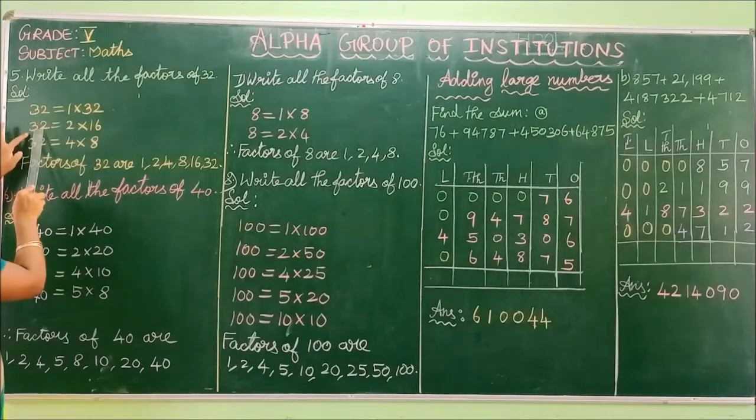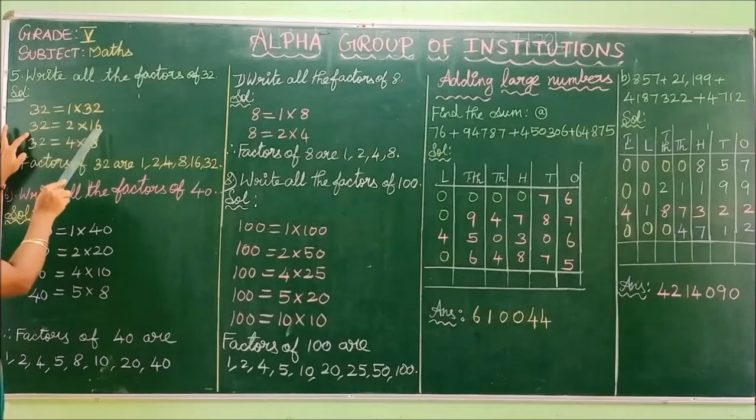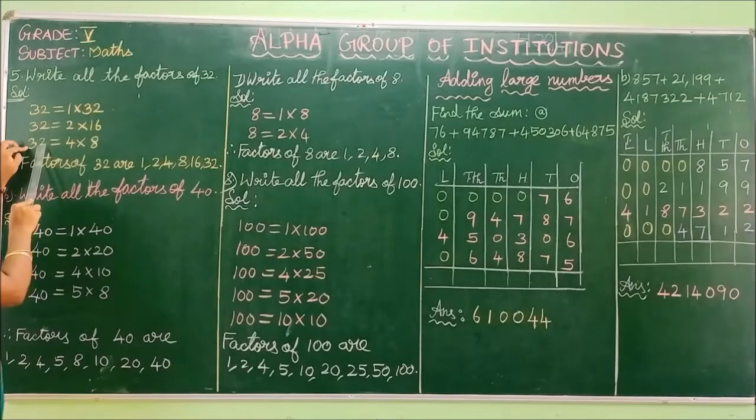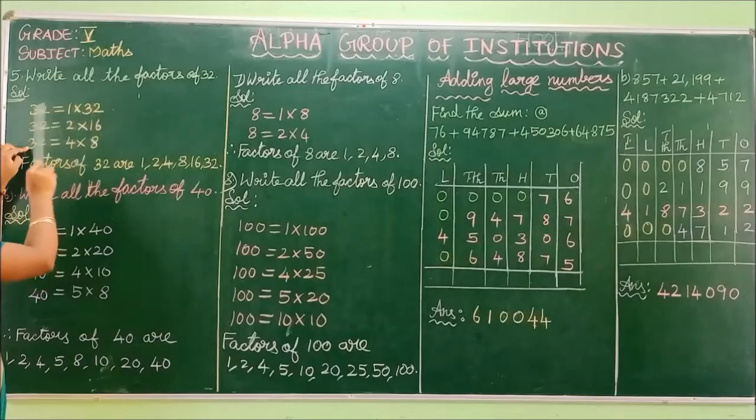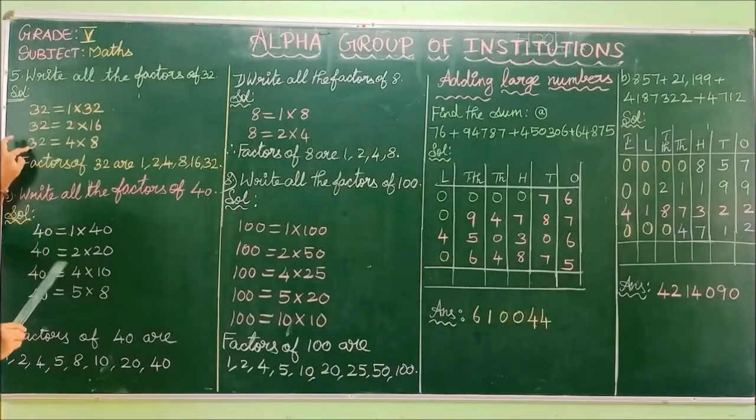Next, 32 comes in the 2 table, so you can easily write 2 into 16. 32 also comes in the 4 table, so you can easily write 4 into 8. These are the only possible ways of writing 32 as a product of other numbers, so you have to stop up to this. For writing a given number as a product of other numbers, you must know the multiplication tables up to 10 or at least 12.